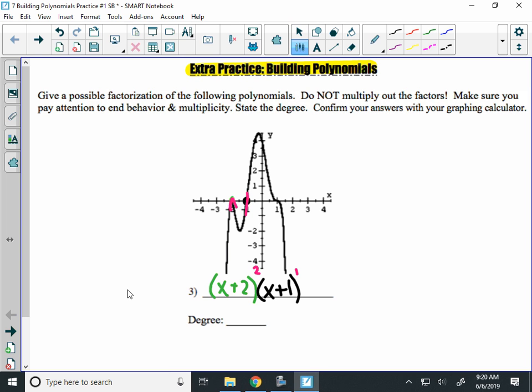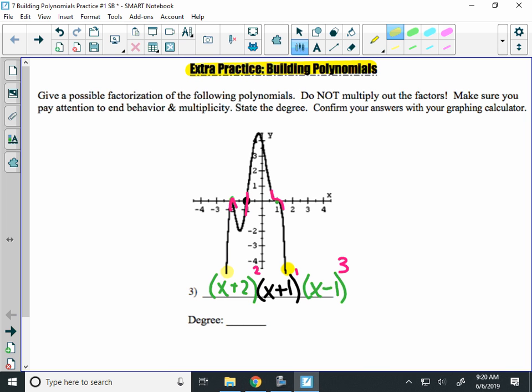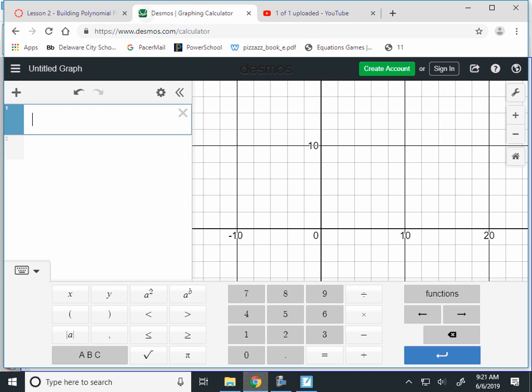The last root is at +1, so the factor will be x minus 1. Now, notice here that my graph comes down and flattens out at the axis, which means that root has a multiplicity of 3. The other thing you need to pay attention to when you write these equations is that your arrows are both on the bottom. They're both going down, which means that you have a negative leading coefficient. So you have to put a negative in front. The degree here would be 2, 3, 4, 5, 6. So degree 6.